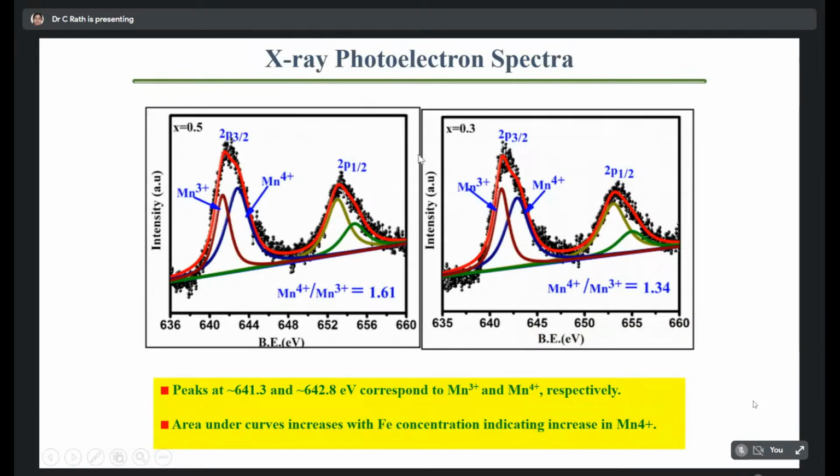So we did XPS, and one can see that Mn4 plus and Mn3 plus are both present. The ratio of Mn3 to Mn4 is 1.34 at 0.3, and when it is 0.5 it is further increased. The peak positions corresponding to Mn3 and Mn4 show that the area under the curve increases with iron concentration, indicating the presence of a greater number of Mn4 plus. And this ratio, of course, increases with increase in iron concentration from 0.3 to 0.5.